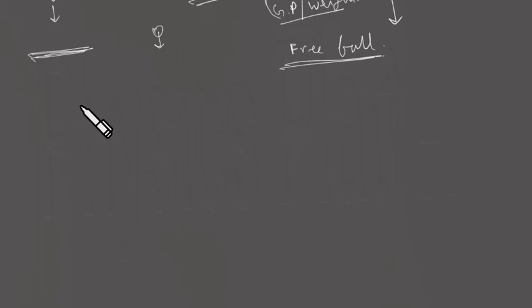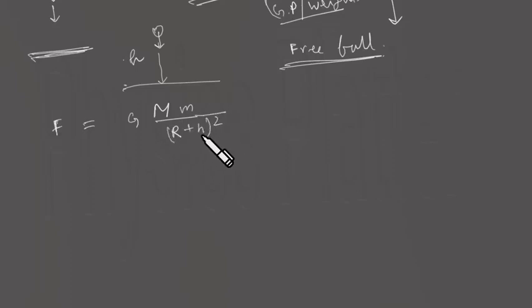First of all, you have to know the force. Let's say the body is on the surface of the earth, or at some height h. What is the force of attraction on the body due to the earth? It must be G times the mass of the earth into the mass of the body divided by the radius of the earth plus h, whole square. We can draw it more clearly, something like this.